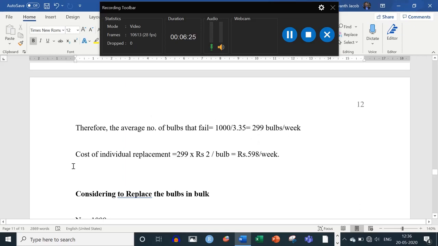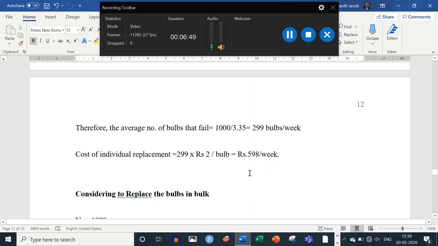Now if I were to replace the bulbs as and when they fail, it costs me 2 rupees per bulb. So I would be spending about 299 into 2, 598 rupees per week if I were to replace the bulbs as and when they fail. Now remember this cost, I'm going to spend about 598 rupees per week if I were to replace the bulbs as and when they fail.